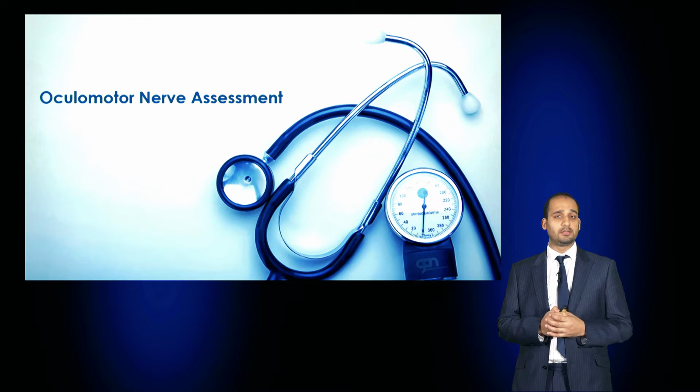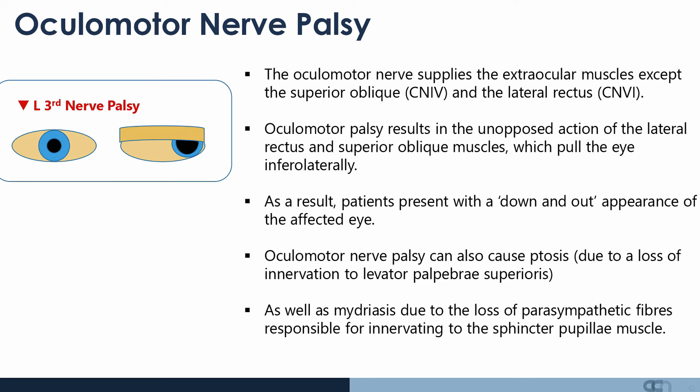Oculomotor nerve palsy presents in a very specific way. So this represents a third oculomotor nerve palsy. Remember that the oculomotor nerve supplies the extraocular muscles except the superior oblique and the lateral rectus, and as a result of that, if the superior oblique and lateral rectus muscles are working unopposed, then the pupil will be in a down and out position.